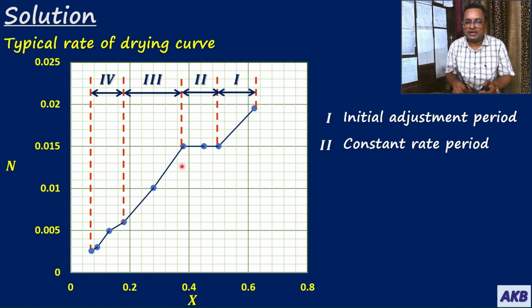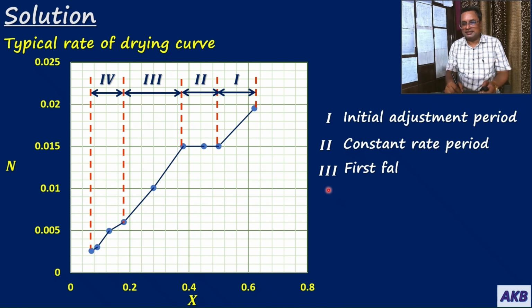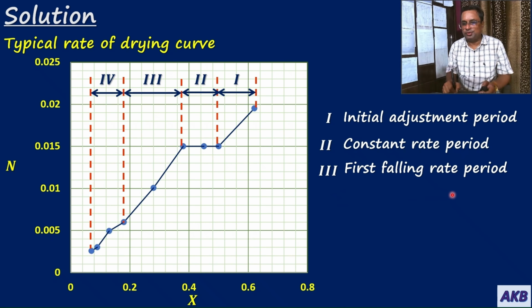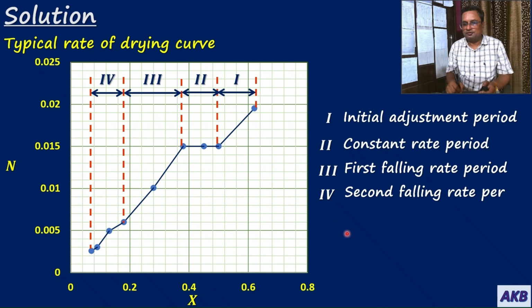And section 3, where there is a linear fall in N, you know that is the first falling rate period. And finally you have the second falling rate period, which is represented by section 4. So in this way, we have plotted the typical rate of drying curve, and we have identified all the 4 sections of the typical rate of drying curve.